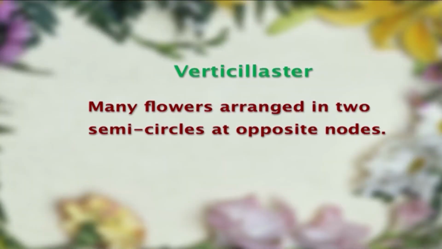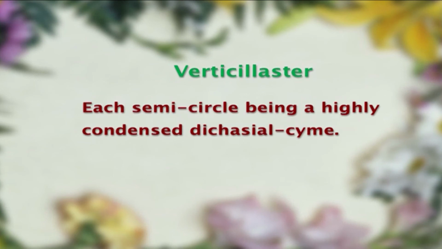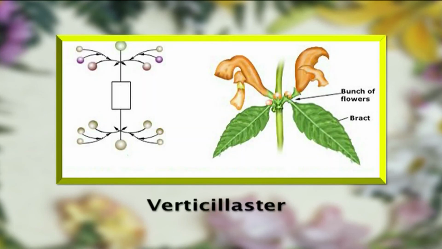The word verticillaster means false whorl. In this type of inflorescence, many flowers are arranged in 2 semicircles at opposite nodes. Each semicircle at each node is a highly condensed dichasial cyme type of inflorescence in which the main axis bears 2 opposite bracts at each node. A large flower arises in the axil of each bract, below which are formed 2 smaller flowers on each side, as we can see in a dichasial cyme.